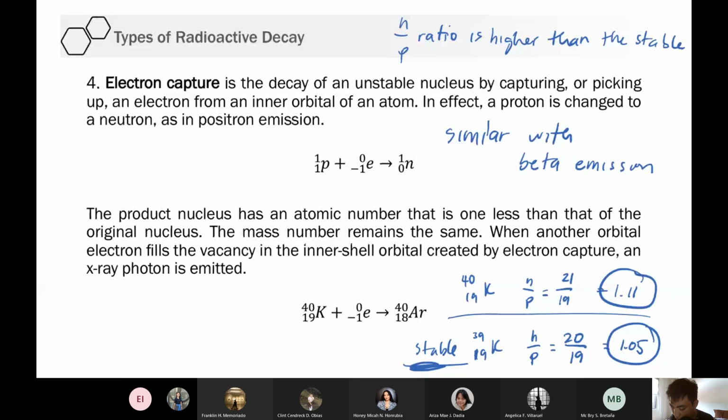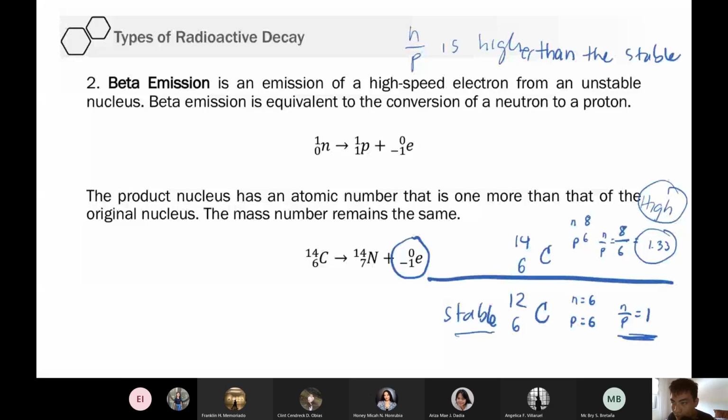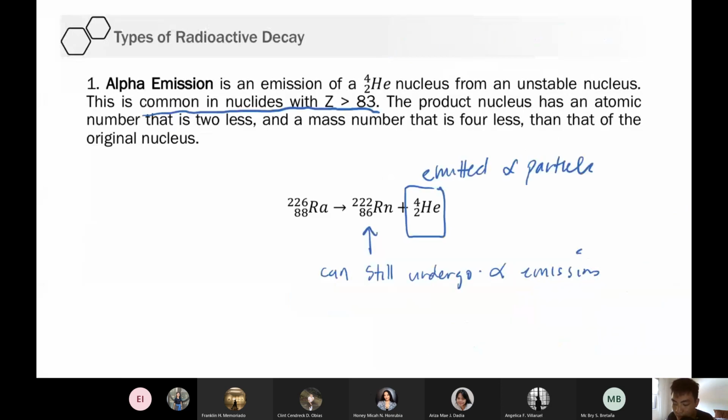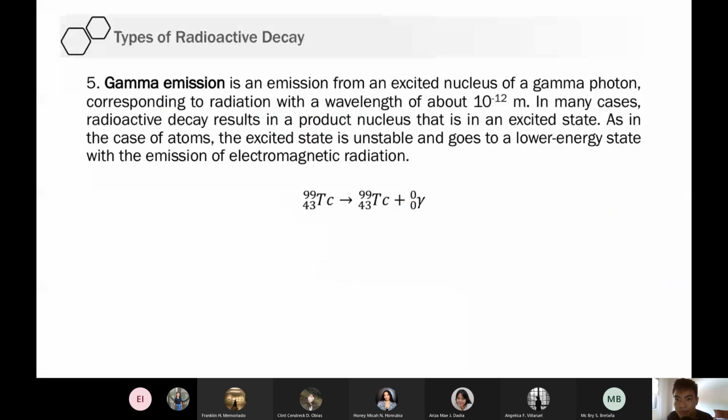So yun na lang ang i-note nyo. Okay. Ang gamma emission naman, basically walang magbabago. So ito yung gamma ray natin. Ang gamma symbol niya, 0, 0. So 0 yung neutron, 0 yung proton. So walang nangyari. So kailan lang nangyayari yung gamma emission? Ang gamma emission happens when your nucleus rearranges. Pag nagre-rearrange lang yung nucleus, doon lang siya nangyayari.